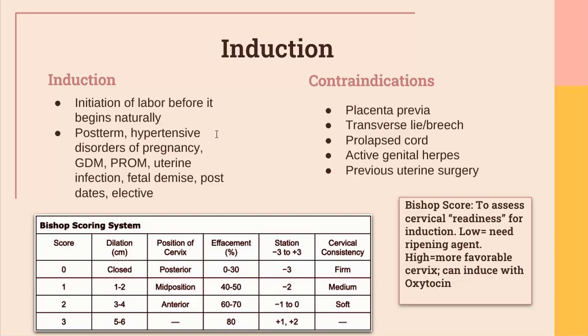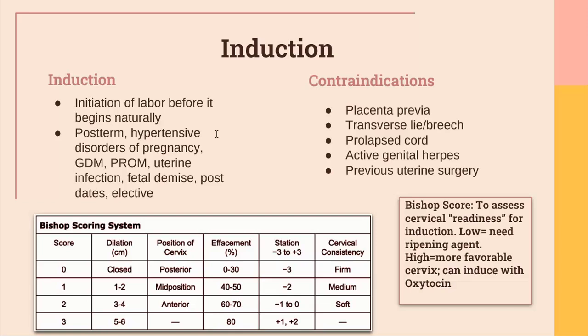Prolapse cord means the cord has exited the vagina before the infant. That's an emergency. You're going to release pressure on that cord, and you're going to be going to the operating room for that. Active genital herpes and previous uterine surgery are reasons that women probably would not be induced.